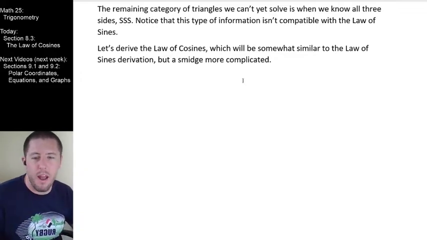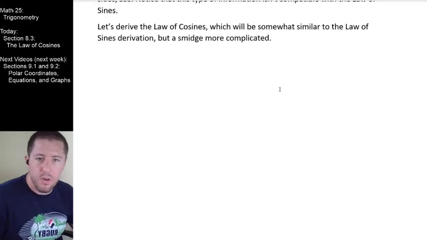But in this one, it's a little more helpful for us to think about the three different equations that we come up with. But we'll get there when we get there. So let's go ahead and derive this thing.